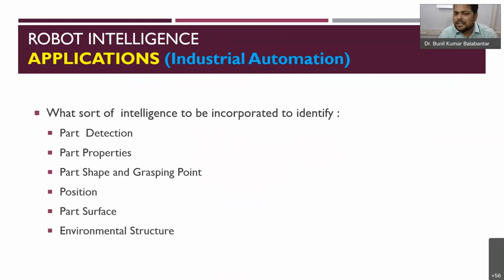So what sort of intelligence has to be incorporated for this kind of industrial automation? These are the varieties of knowledge required. We need to detect the part. We need to detect the part properties, shape, and the grasping point. As I told, the pen is there. You see how I am grasping the pen through my fingers, two fingers.